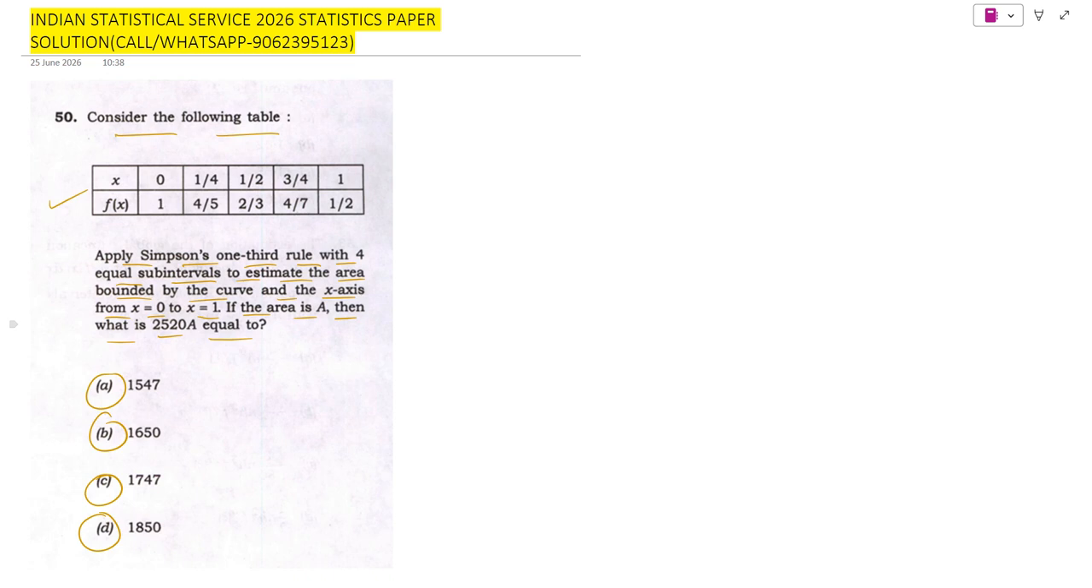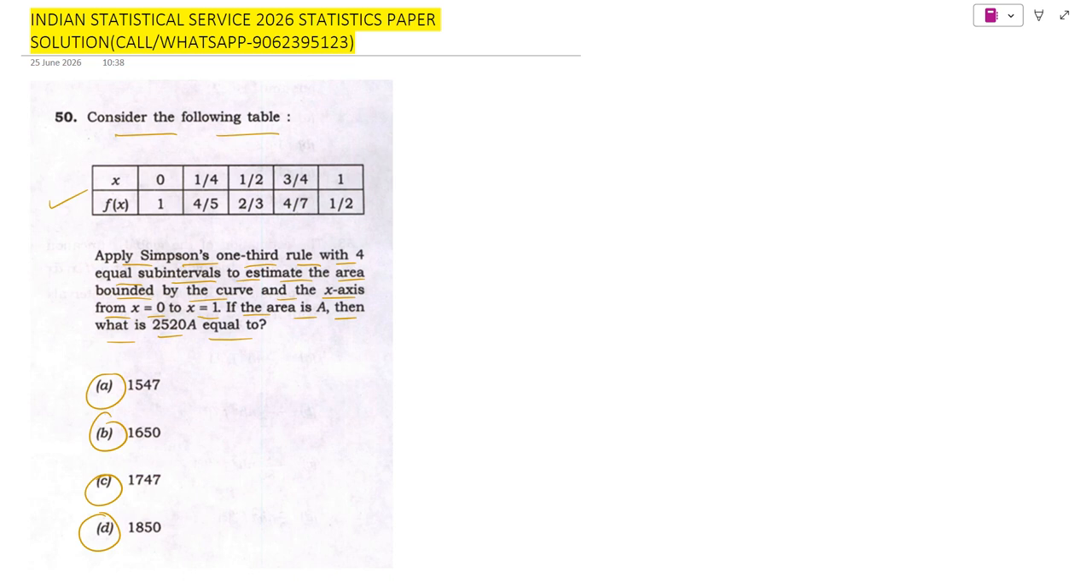So let's break this down systematically. We are dealing with the fractions, which means we must keep our calculations in exact fraction form until the very end to avoid the premature rounding mistakes. Okay. Now let's revisit the anatomy of the Simpson's one-third rule.